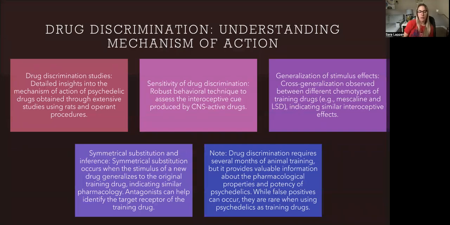So in this chapter, we learned a little bit about drug discrimination and understanding the mechanism of action. A lot of the research that we've been doing on the brain and its connectivity, its functioning, has been with animals, particularly rodents. So in drug discrimination studies, they are giving rodents a specific psychedelic, for example LSD, and they're observing the rodent to see what is happening, not only with them behaviorally, but in some ways what's going on in their brains.